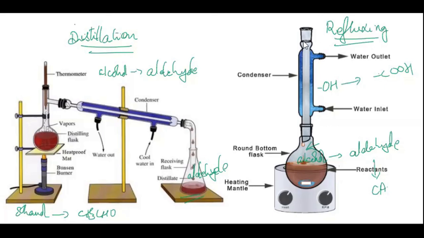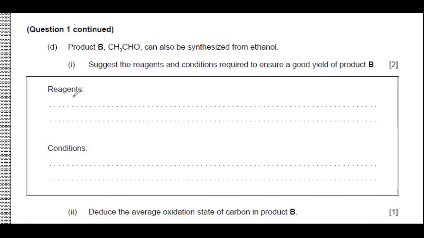So for our product, if you want to get product B out of ethanol, the best suitable option is distillation. So the reagent required is acidified potassium dichromate, K2Cr2O7. This is the reagent, and the condition required is distillation or refluxing. It is distillation, not refluxing.